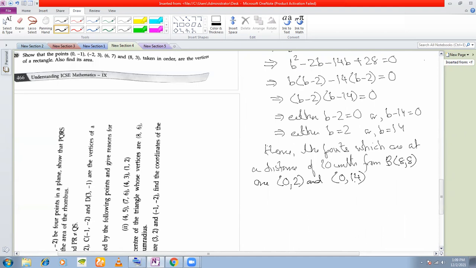Fine. Any question? This was just like the last problem, except that we had taken points on the y-axis in this case. Yes. Any question? Otherwise, I can proceed to the next one.